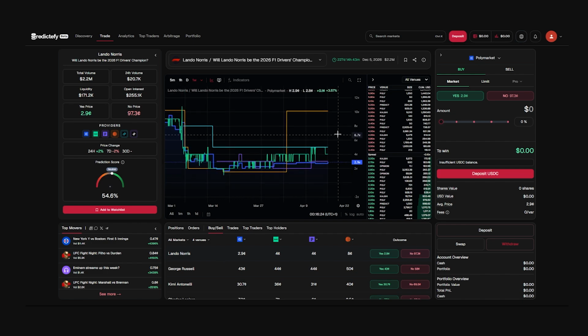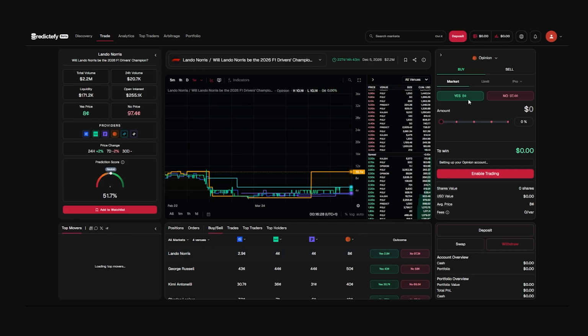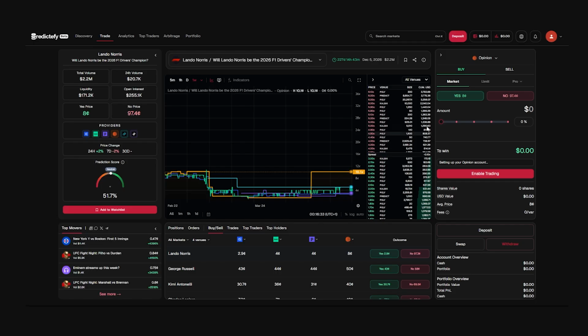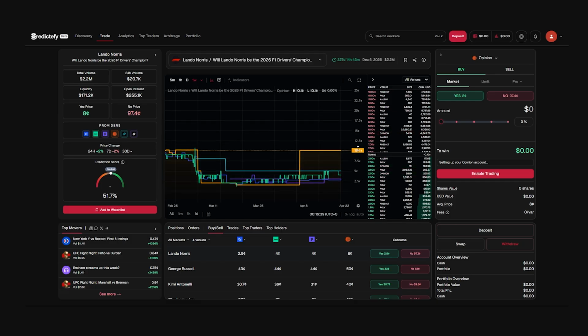You can see here on Opinion, for example, he's priced at 8 cents, right? You can see in the order book, you get more accurate data as well on where these traders are placing their limit orders. But ultimately, you can see on Opinion it's a lot higher, which is another prediction market, and Polymarket is sitting at 2.9 cents.